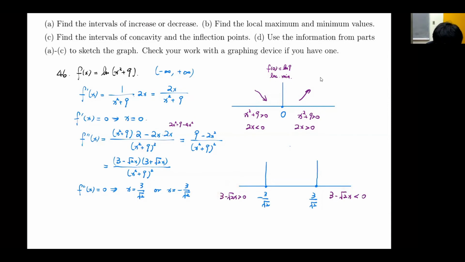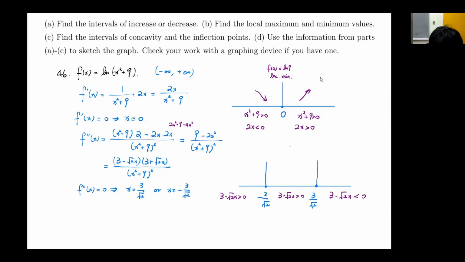Okay, in the middle, how do I do that? Well, I will plug in x equals 0. If x equals 0, then 3 minus root 2 times x is simply 3, and 3 is positive. So I know this is a positive number. Okay, so this is how I determine the sign without solving the inequalities. We can simply plug in some special numbers. Okay, so this is just one factor.